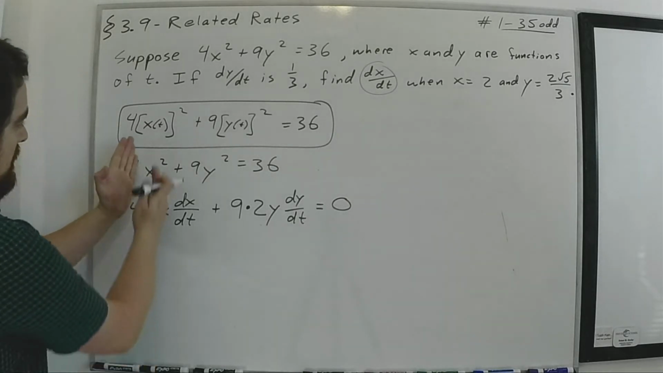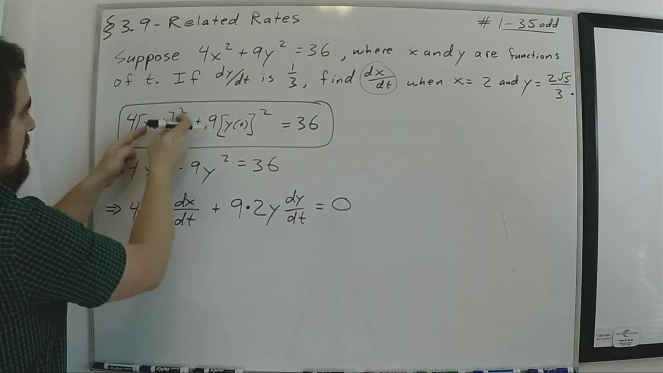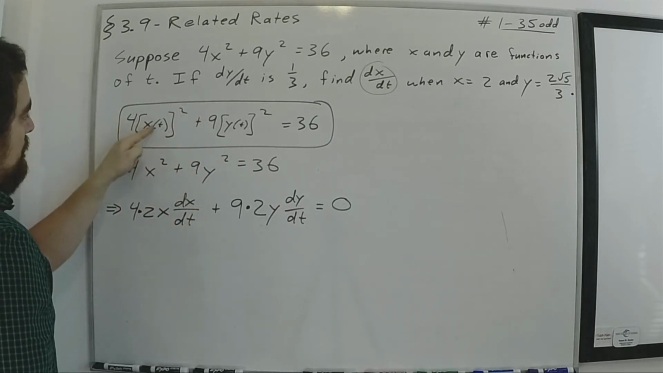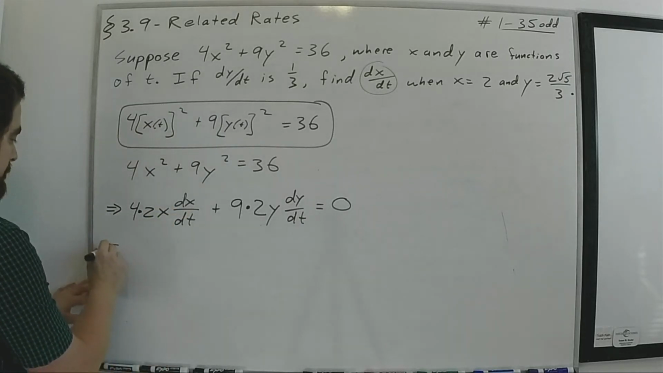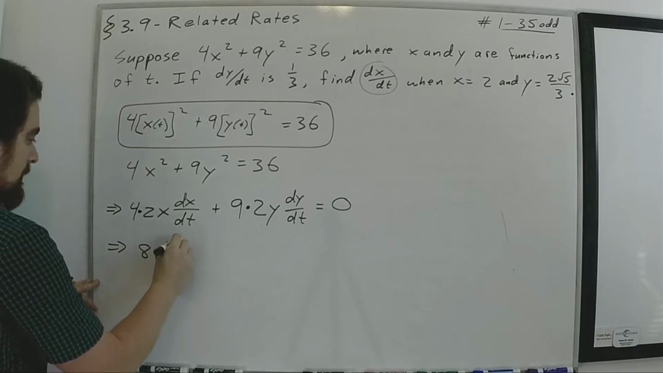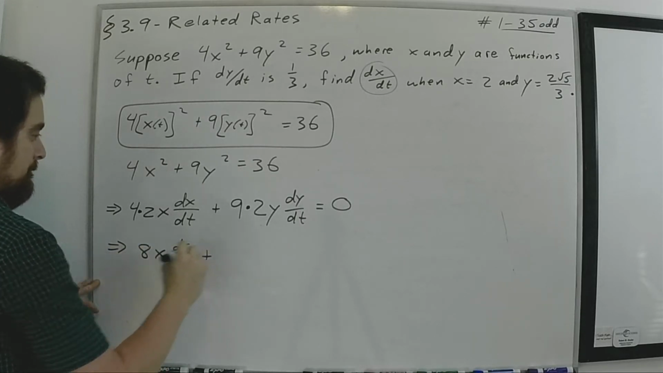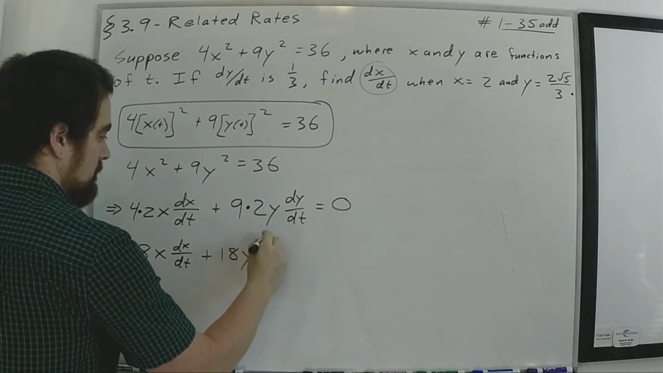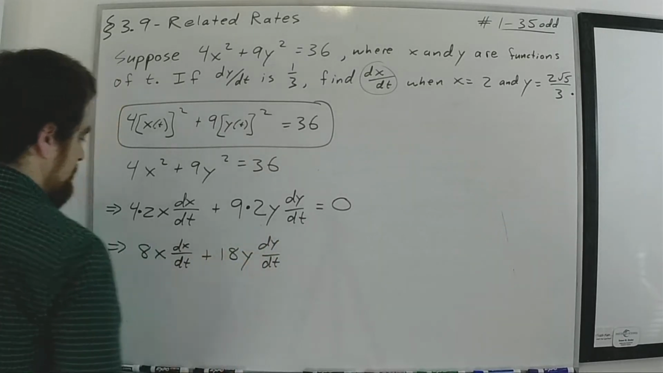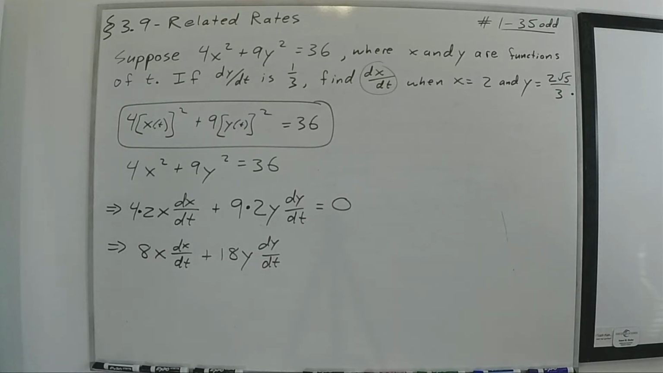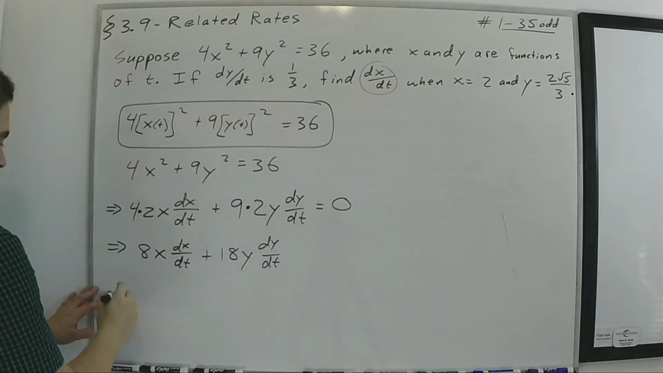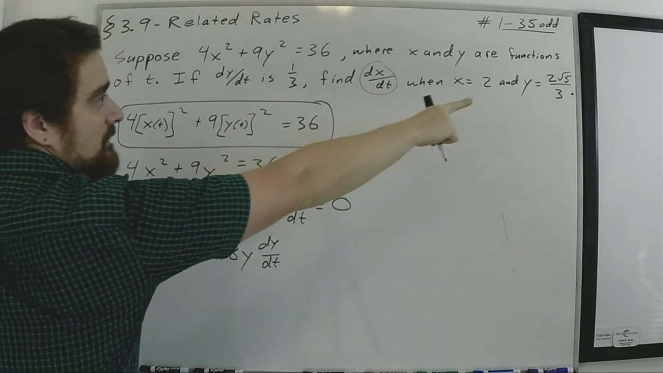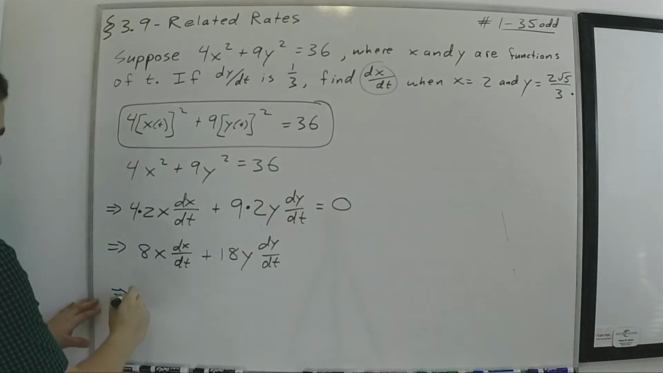So again, I'm differentiating a function. The square comes down. I reduce the power by 1, but then I multiply by the derivative of the inside x. Well, I don't know what the derivative of x is explicitly, so I have to do it implicitly. So I've got 8x dx/dt plus 18y dy/dt. Which means now I can start plugging in all these things that they told me. dy/dt is a third, x has to be 2, and y has to be 2 root 5 over 3.